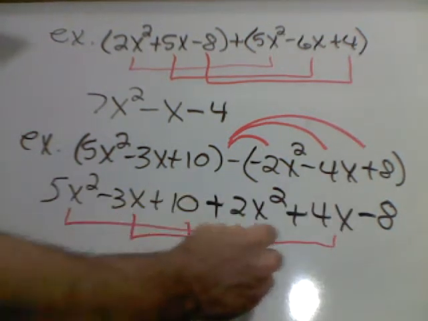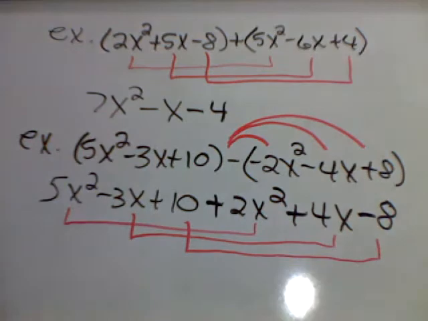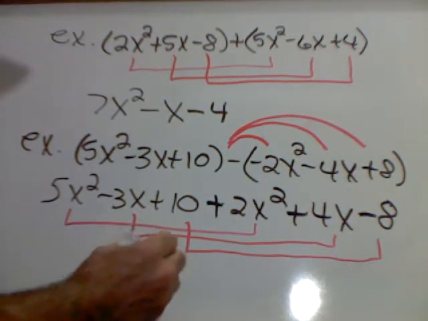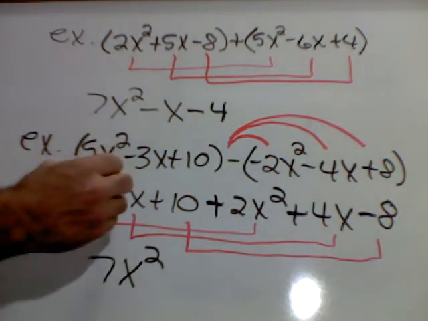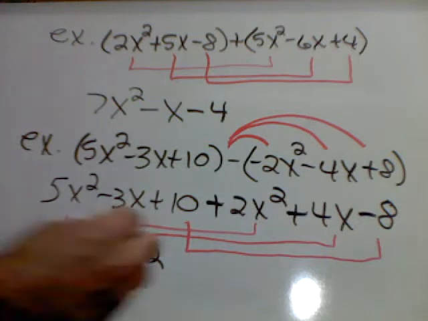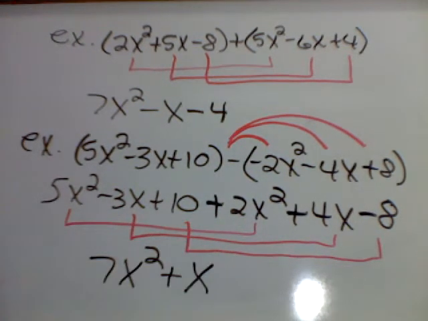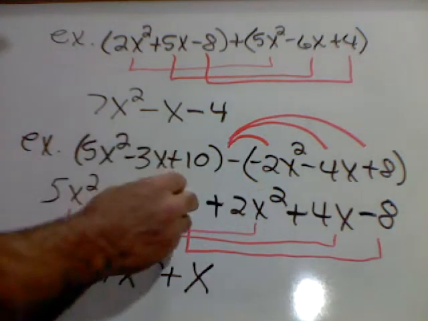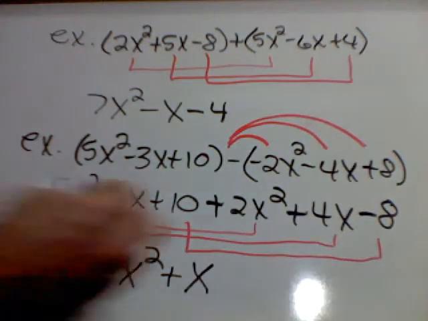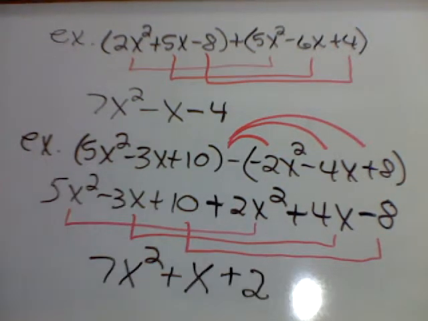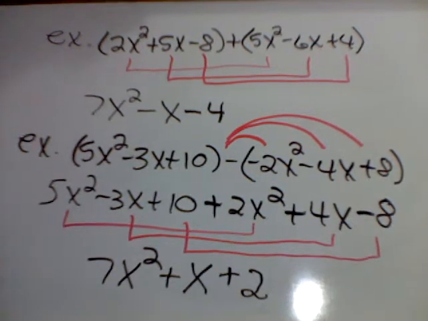Now, like terms: x squareds, x's, and numbers. Combining the x squareds, 5 plus 2 gives me 7x squared. Negative 3x, positive 4x gives me a positive 1x. And 10 minus 8 gives me a positive 2. And y'all, that is the final answer. Now, time for one more example.